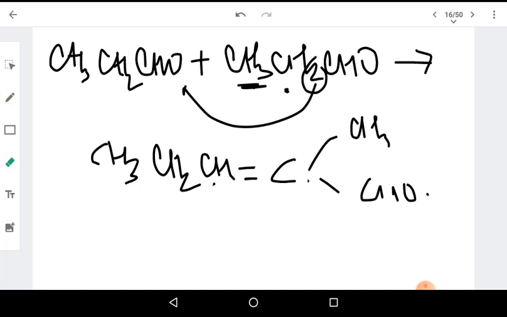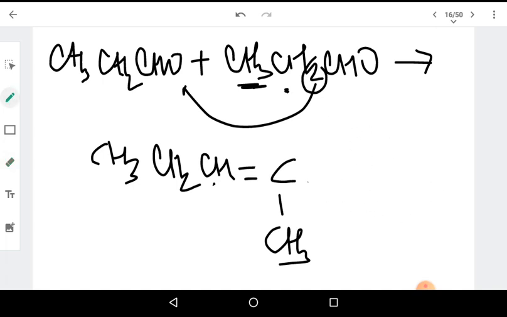That means you have to put the CH3 over here. If you arrange it as a straight chain compound, put a CH3 over here, and straight to this carbon you can put a CHO. This is the product that you're getting. So this is the trick for doing this type of problems.